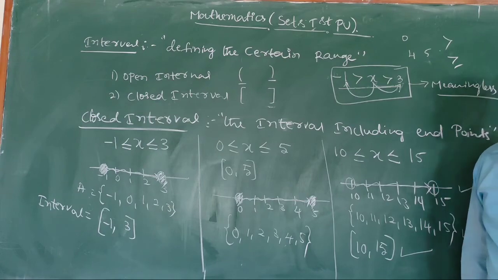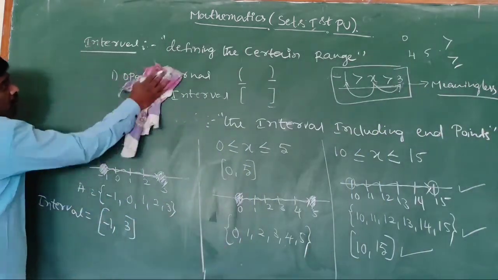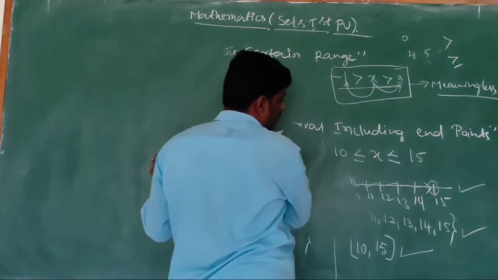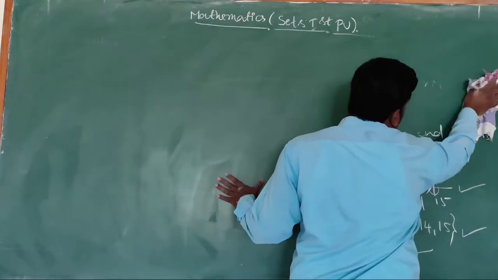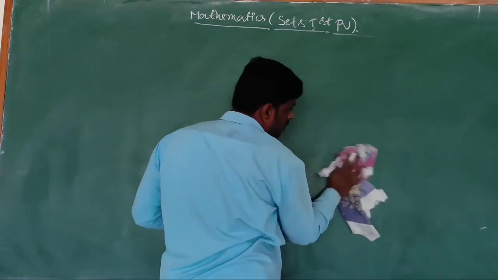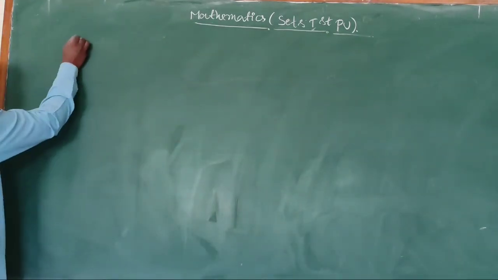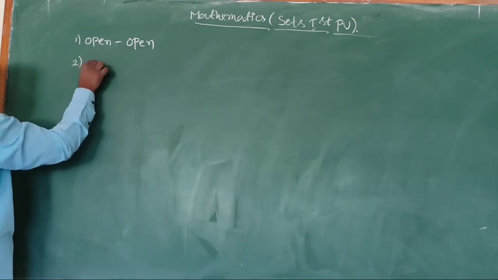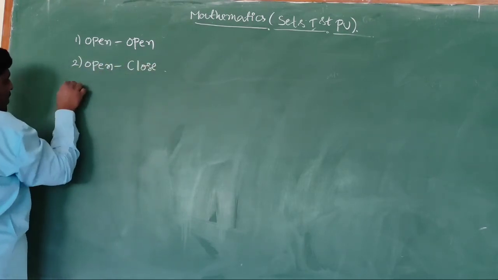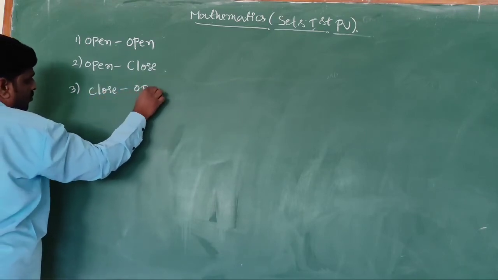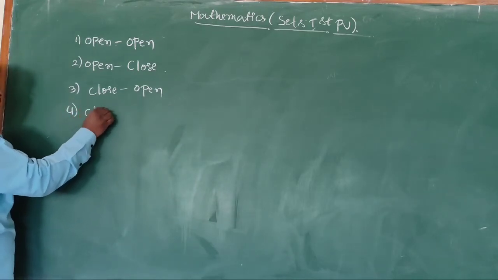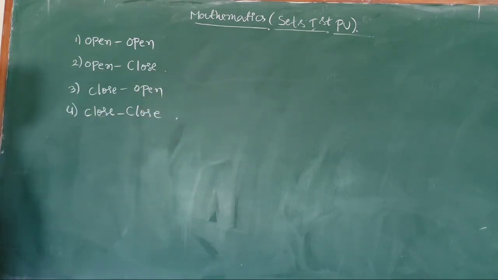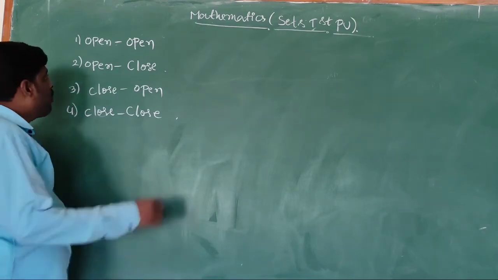One is open interval, another one is closed interval. Next, there are 4 possibilities of intervals. First one is open, open. Second one is open, close. Third one is close, open. Fourth one is close, close.